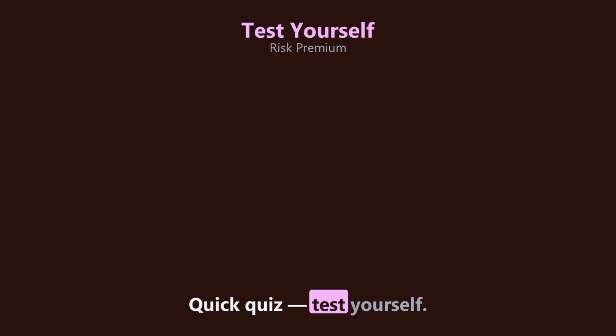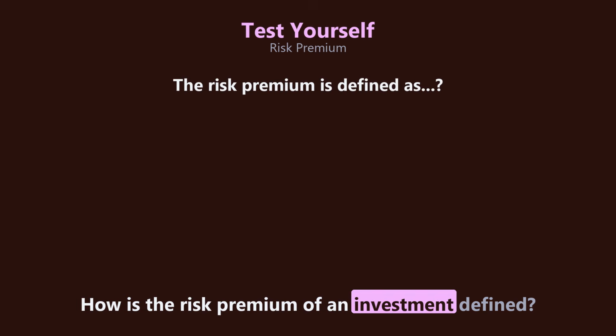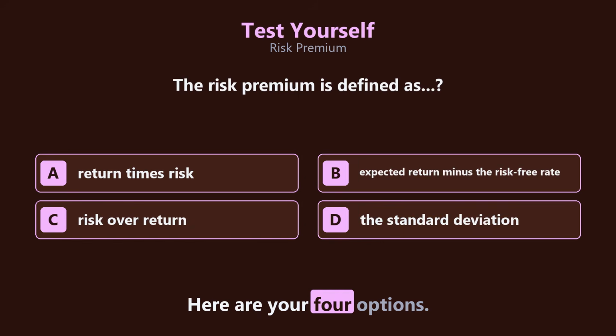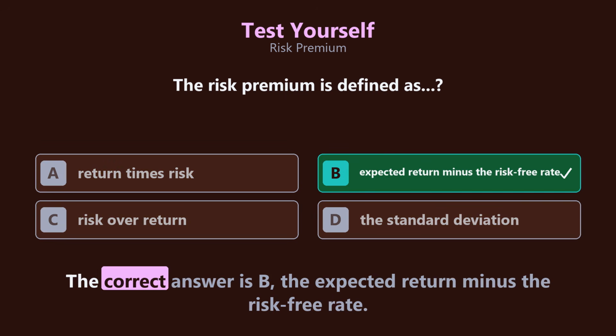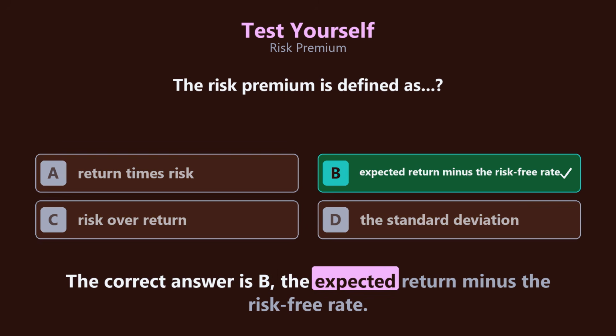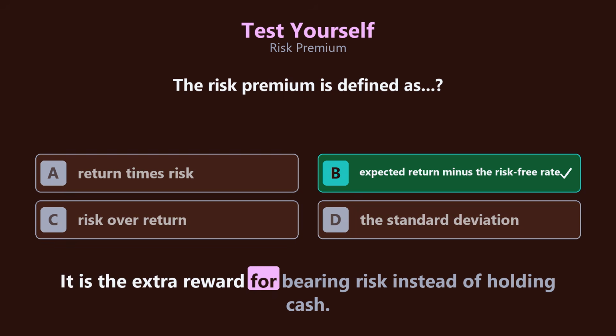Quick quiz, test yourself. How is the risk premium of an investment defined? Here are your 4 options. Pause the video and solve it now. The correct answer is B, the expected return minus the risk-free rate. It is the extra reward for bearing risk instead of holding cash.